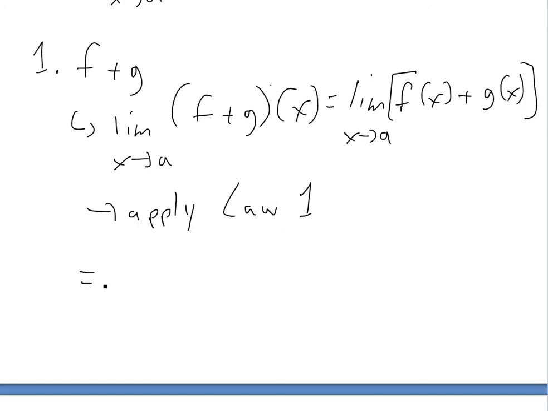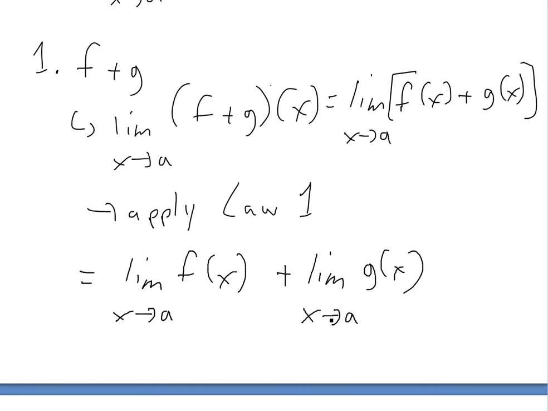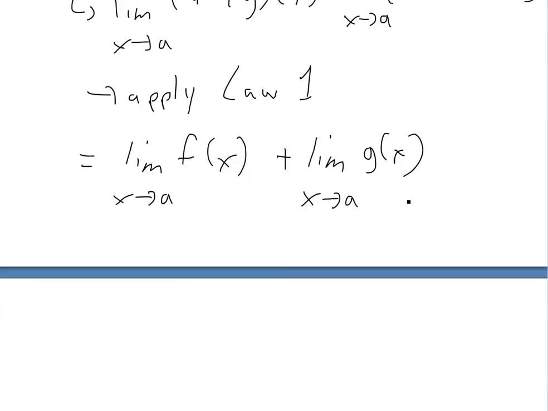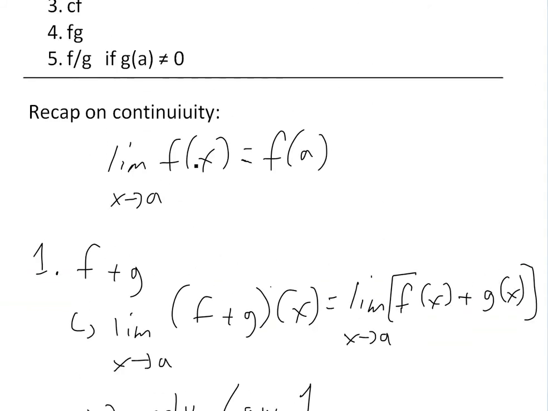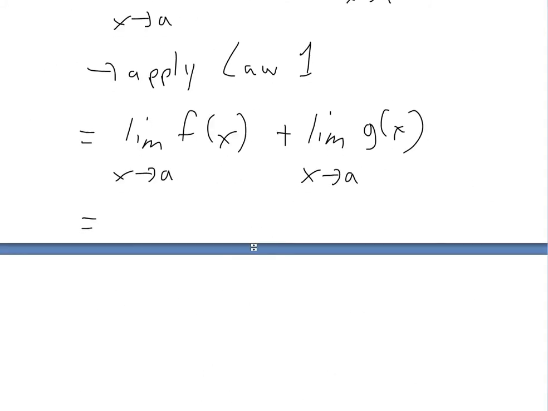So it's equal to the limit as x approaches a of f of x plus the limit as x approaches a of g of x. That's by law 1. Now, since we're given that f and g are continuous, then by the definition of continuity, the limit of f of x equals f of a, so these just equal f of a plus g of a.